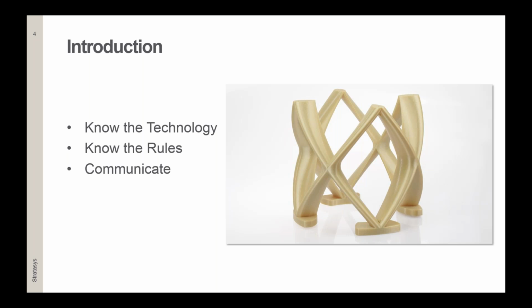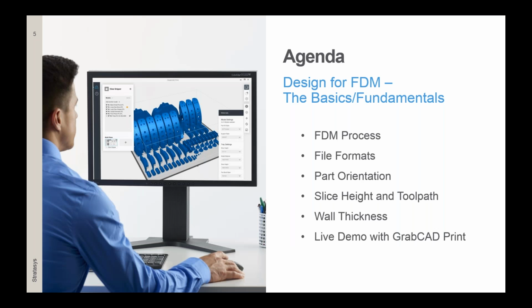So for the agenda today, I will speak about the FDM process itself, a little bit about file formats. I will go into some considerations for part orientation. Then we will speak about how the machine works and what needs to be considered, like slicing height and toolpath, how it affects wall thickness, and in between I will do a short live demo with our software GrabCAD Print.